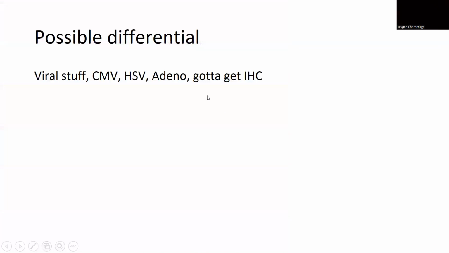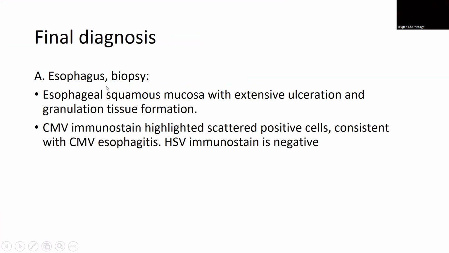So the differential here is CMV, HSV, adeno, and you can probably sign this out without IHC, but I get IHC, I don't know. And then we signed this one out as squamous mucosa, lots of ulceration, granulation tissue, and immunostain for CMV was positive. So we just went with that.